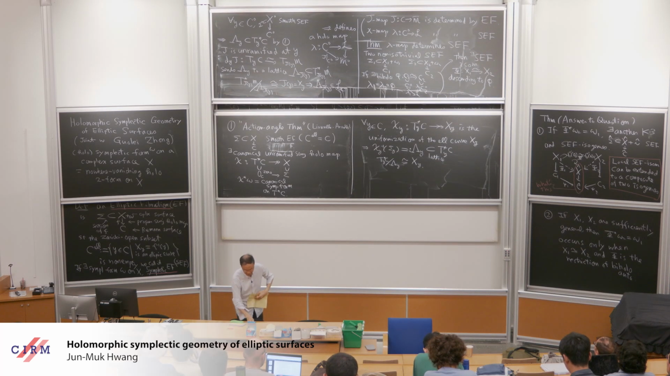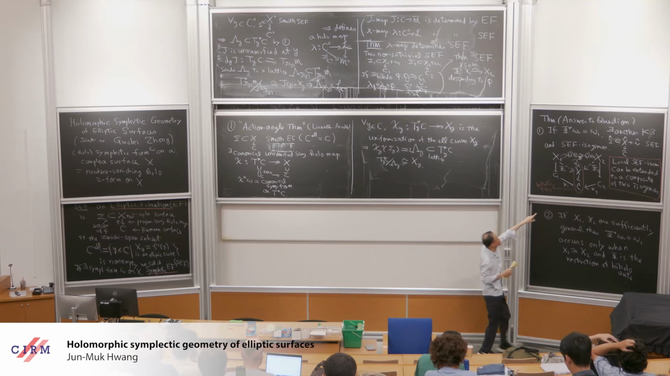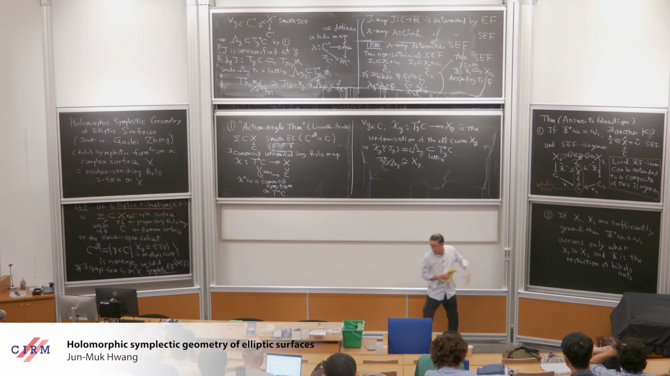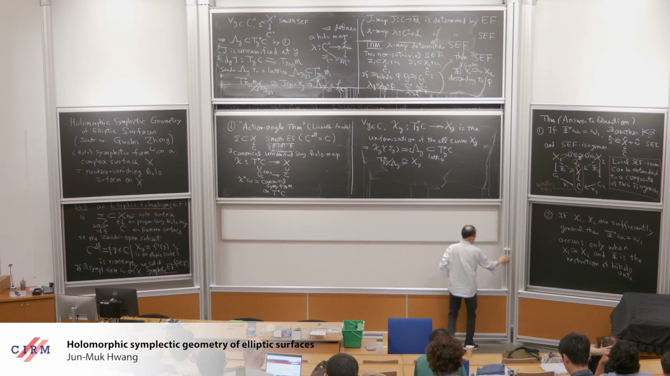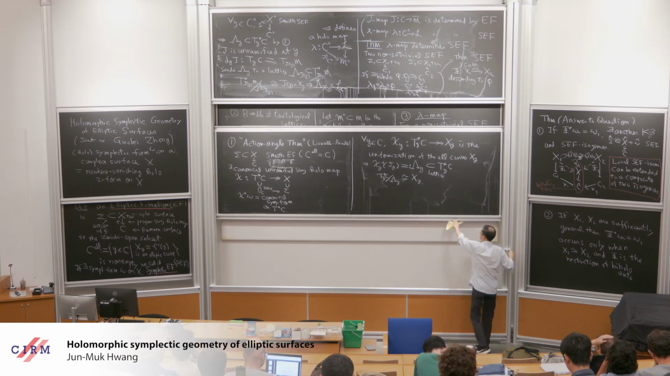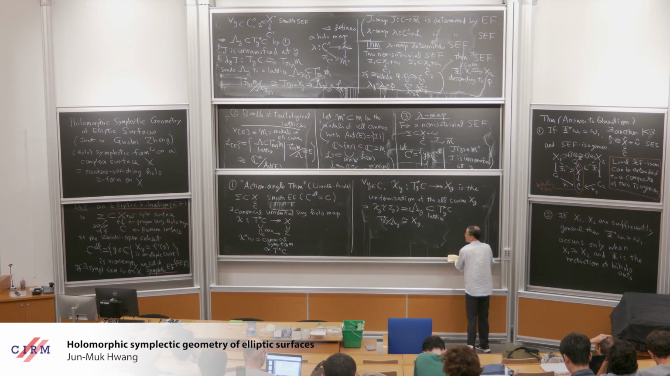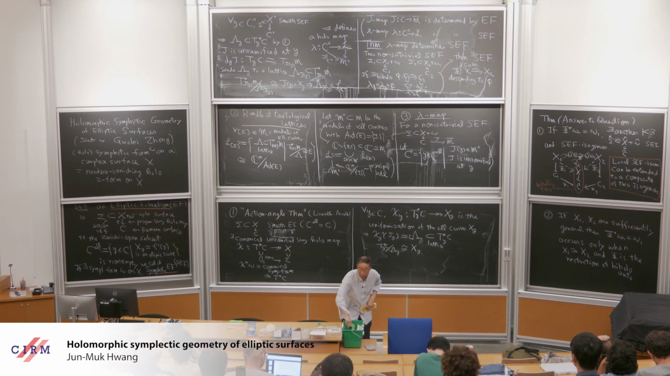Now, in the remaining 10 minutes, let me tell you how to prove the reduction, how to construct the symplectic reduction, and why we have results like this. Any questions?